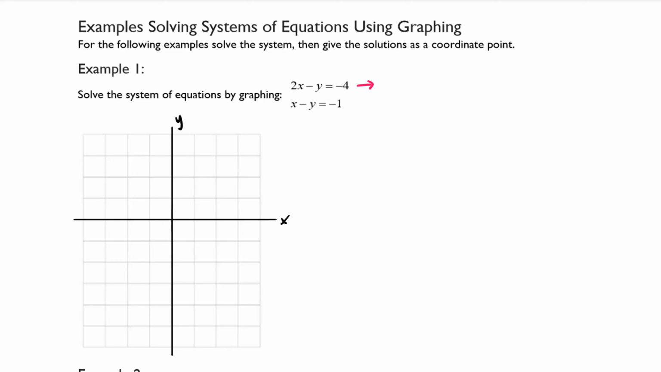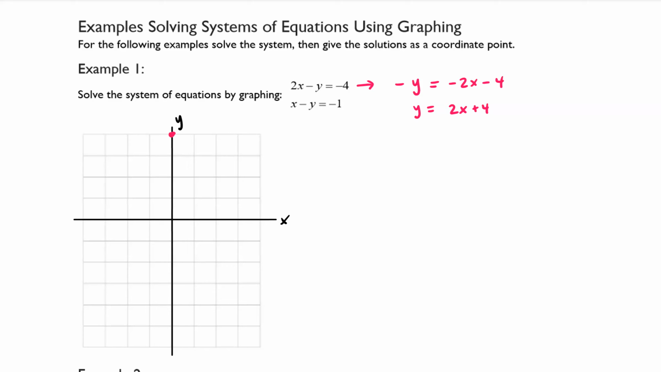For this top equation, I'm going to subtract 2x from both sides, and that will give me negative y equals negative 2x minus 4. And I want to now multiply every term by negative 1 so that I get y equals 2x plus 4. And I'm going to plot my y-intercept of 0, 4. So 1, 2, 3, 4. That's going to be up here.